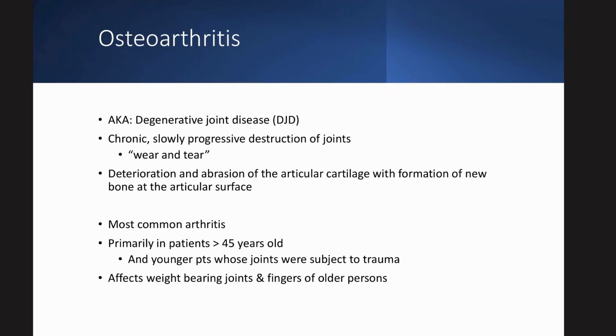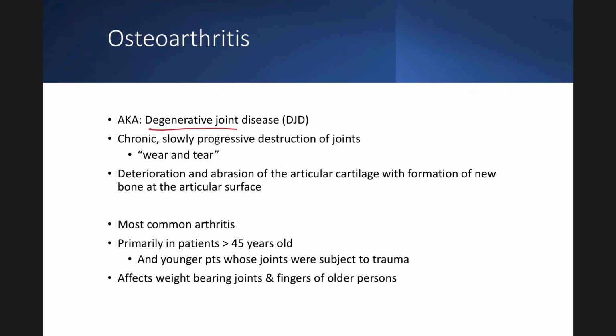So osteoarthritis is also known as degenerative joint disease. You have to be descriptive in your notes. If a patient has degenerative joint disease, describe where it is. DJD of the spine, cervical spine, lumbar spine, right shoulder, right hand, left hand, both hands. Where is it? Don't just say DJD. Where? What specific part of it? This is your wear and tear osteoarthritis.